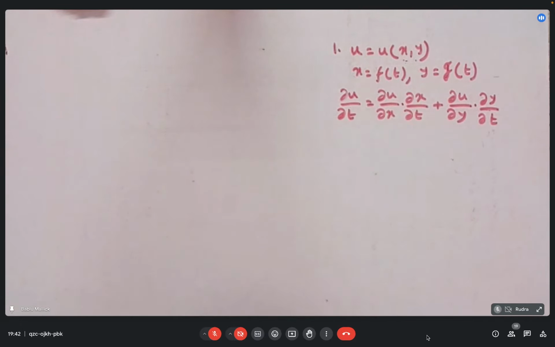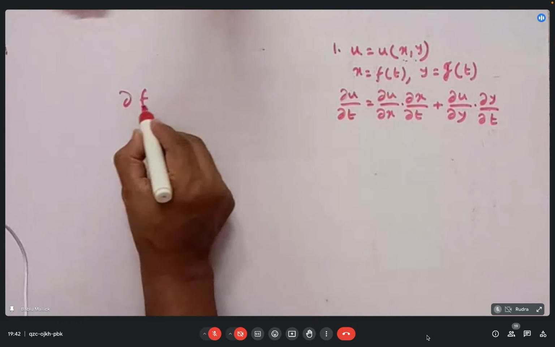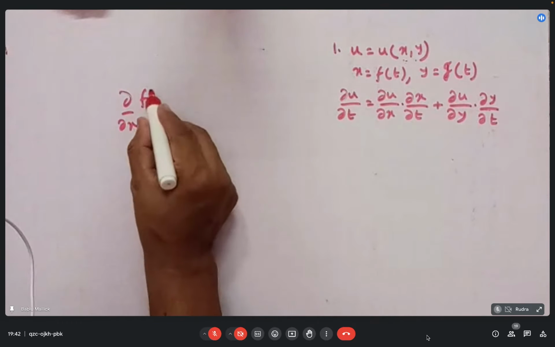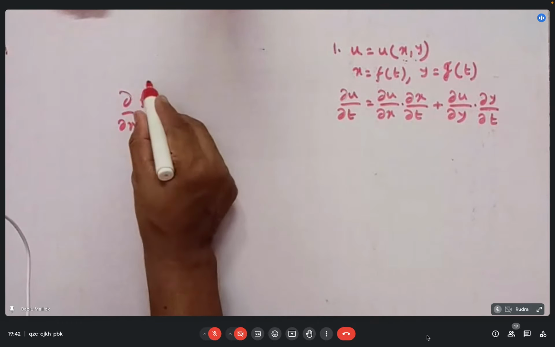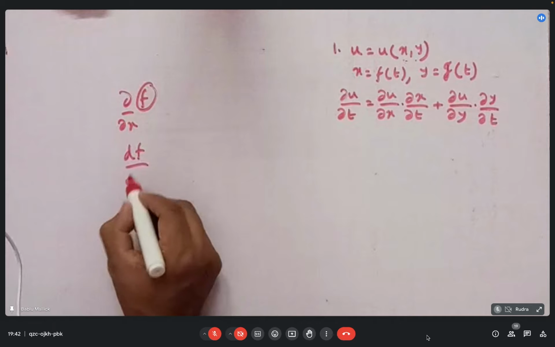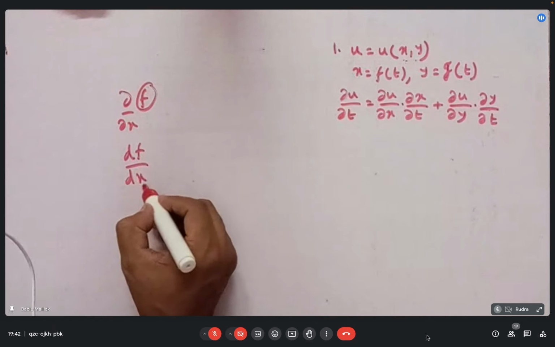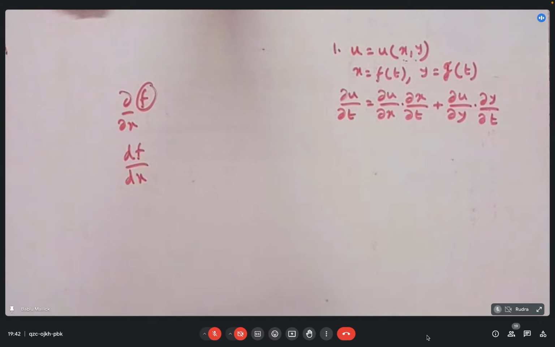Look, when a function is a function of one variable, we shall write d notation, but when it is a function of more than one variable, then we shall write del notation. So del notation means f is a function of more than one variable, and df dx means f is a function of only one variable x, that is why we shall calculate df dx.